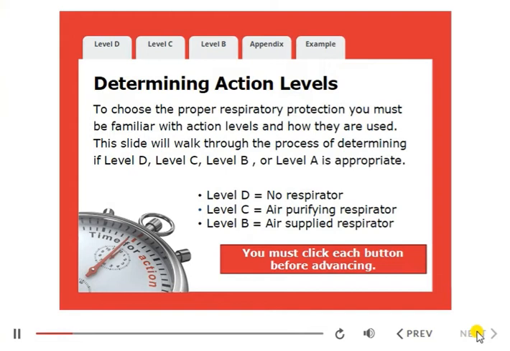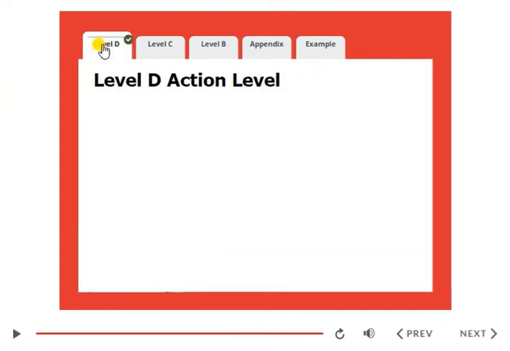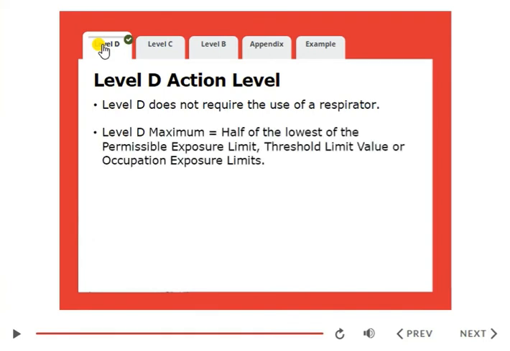To choose the proper respiratory protection, you must be familiar with action levels and how they are used. This slide will walk through the process of determining if, based on prior identification of expected conditions, level D, level C, level B, or level A protection is appropriate. Action level D requires no respirator protection. This maximum action level is determined by taking the halfway point of the PEL, TLV, or OEL.